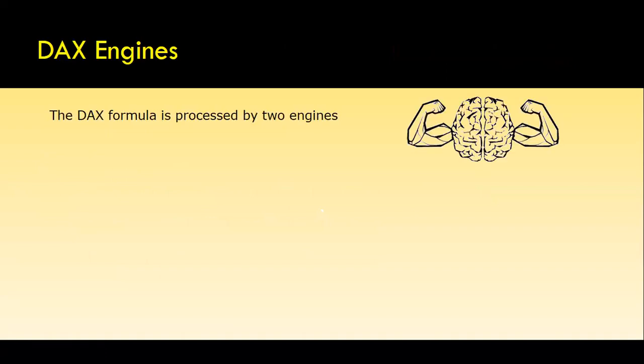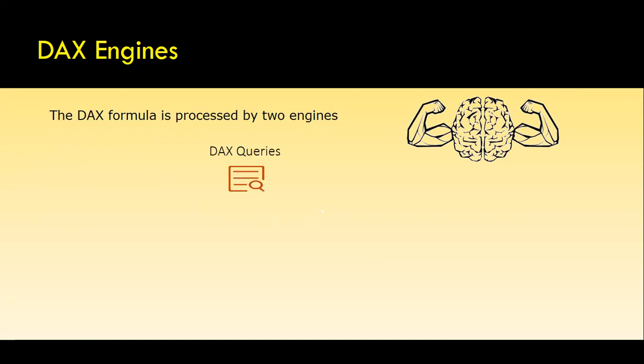Now let us understand the DAX engine, the brain behind DAX. The DAX formula is processed by two engines. What are the two engines? The formula engine and the storage engine. What exactly is the formula engine all about, and what is the storage engine? And do I have to do anything in order for the DAX query to use the formula engine or storage engine?